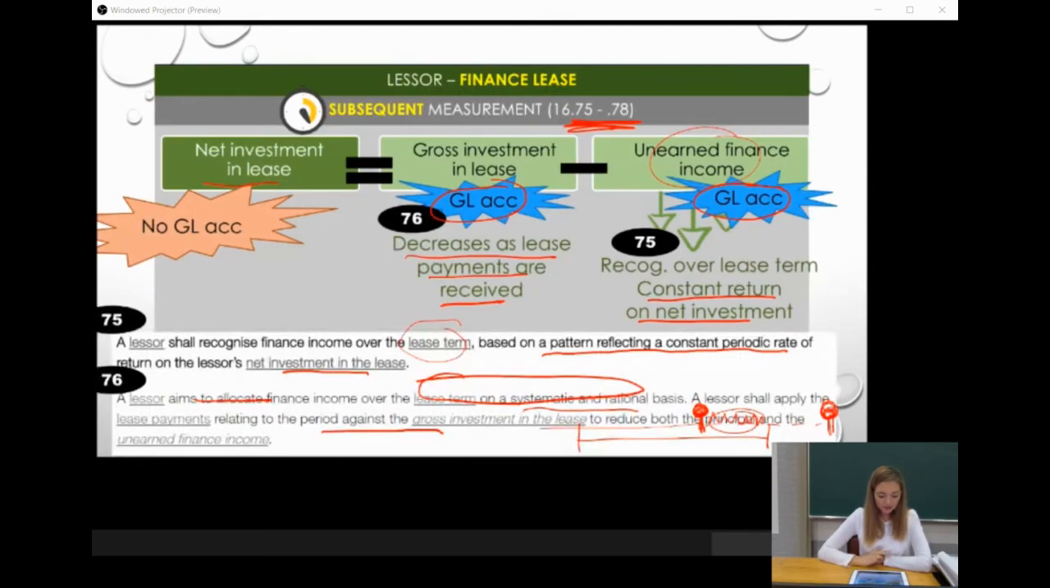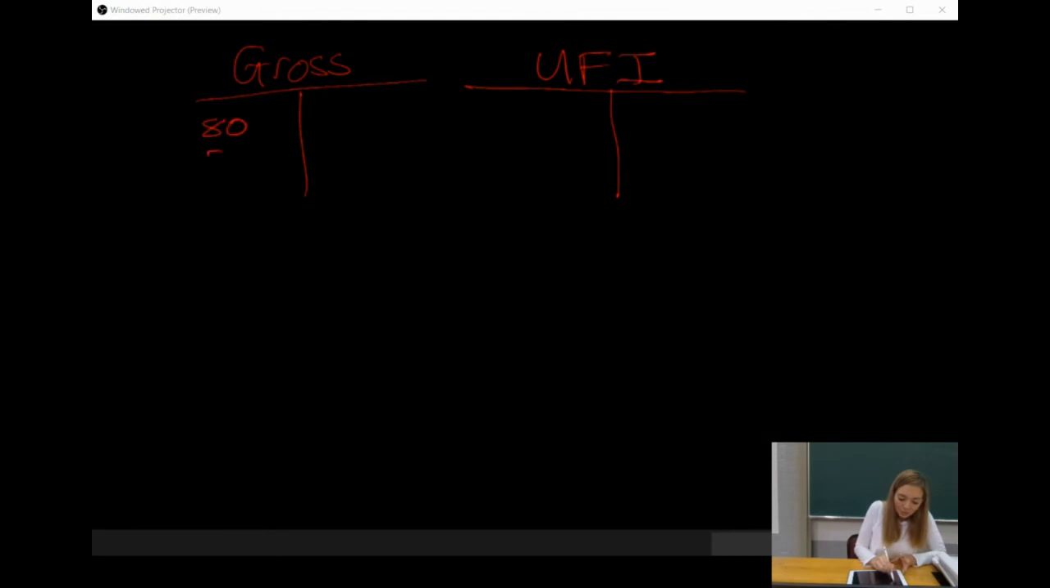Okay, so question, can I just repeat paragraph 75 and 76? Basically all that paragraph 75 and 76 says is that we have to remember, if you think about our T-account now, there's our gross investment in the lease, and there's our unearned finance income. Here we include all of our lease payments that we are still going to get in future. They are lying there in our gross investment in the lease. And then our unearned finance income is going to be the interest portions on all of these payments.